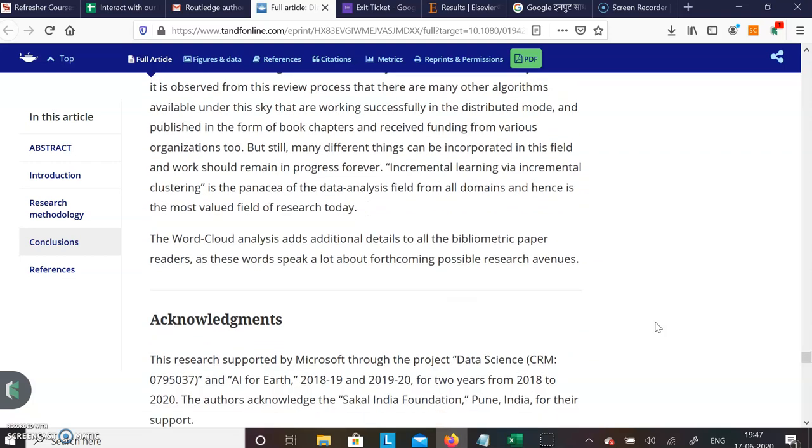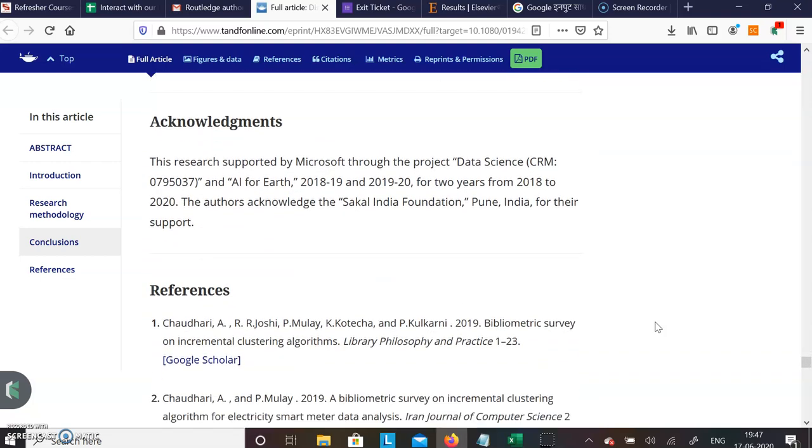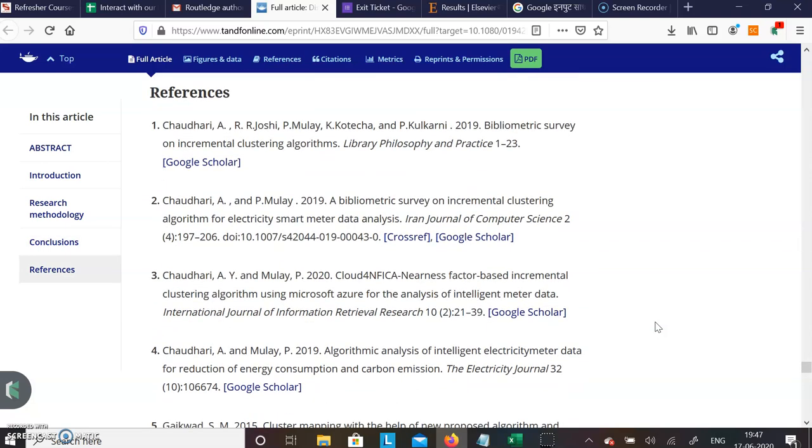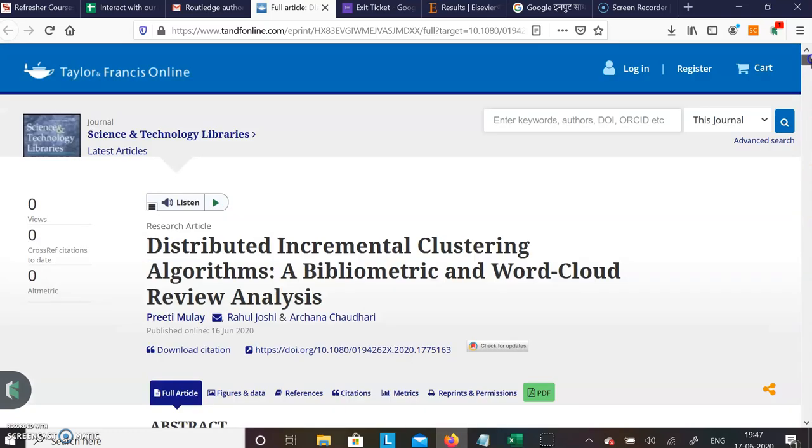This is how we worked on this paper, and we would definitely acknowledge the support given by the Microsoft Azure platform and Sakar India Foundation for this research. At the end we have given a few references which we used to study the details of distributed incremental clustering algorithms. This paper is a combination of bibliometric analysis and word cloud analysis together.